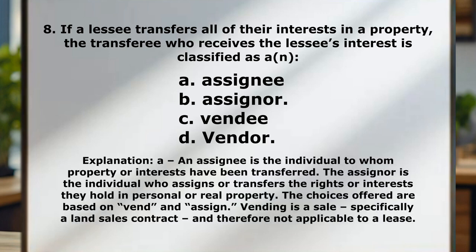Let's go through the definitions. An assignee is the individual to whom property or interests have been transferred. The assignor is the individual who assigns or transfers the rights or interests they hold in personal or real property. The other choices, vendor and vendee, are specific to a sale, like land sales, so they're not even applicable here. So it's got to be assignee or assignor. And we know that the assignee is the individual to whom property or interests have been transferred. Answer is A.